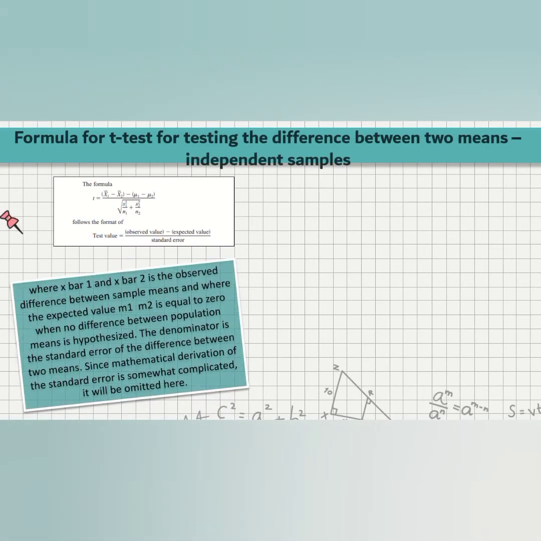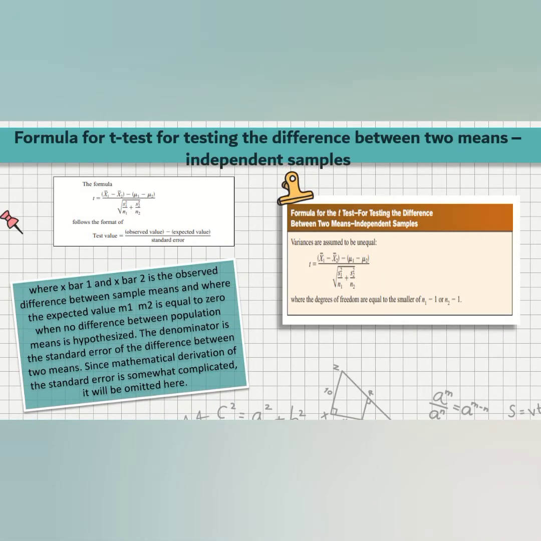Formula for the t-test, for testing the difference between two means of independent samples: t is equal to (sample mean 1 minus sample mean 2) minus (population mean 1 minus population mean 2), all over the square root of variance of sample 1 over sample size 1 plus variance of sample 2 over sample size 2. This follows the format of the test value equal to the observed value minus the expected value, all over the standard error.